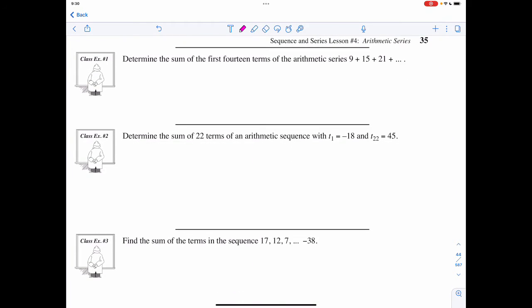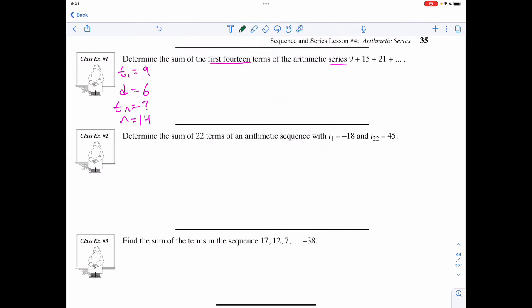So if it says, determine the sum of the first 14 terms in this series. In this case, I can say that my first term is 9. I know that my common difference would be 15 minus 9, or it's going up by 6 every single time. I don't know the value of Tn, so I can't use the second form of my formula. But I do know that n is going to be 14 for 14 terms.